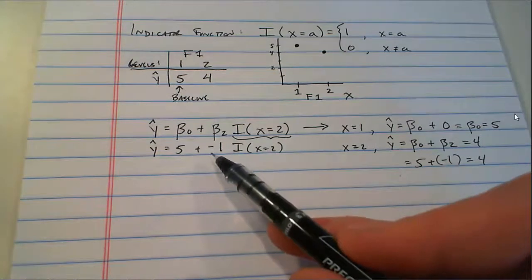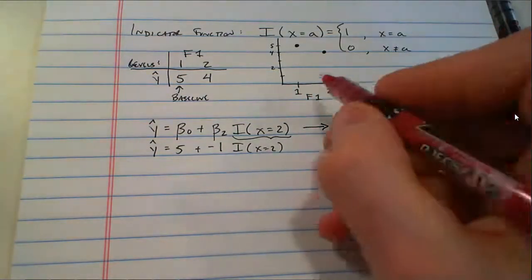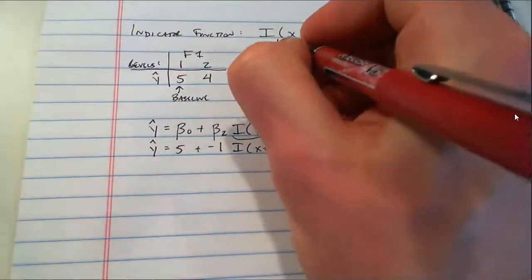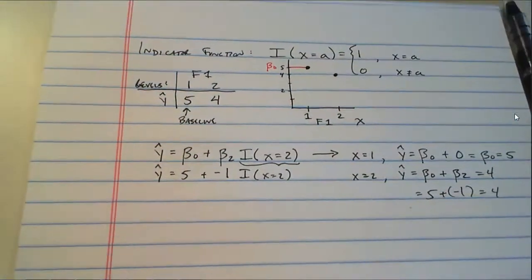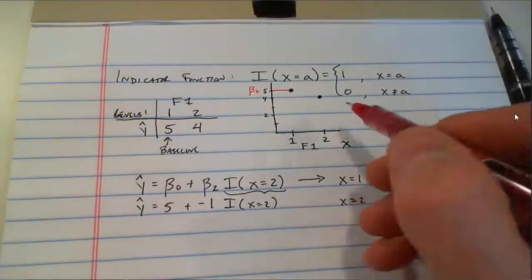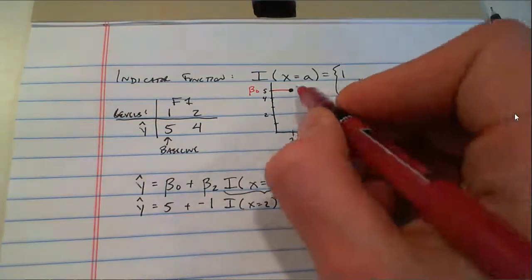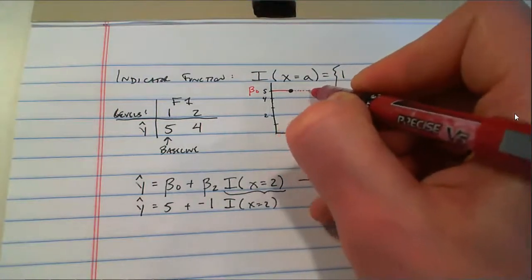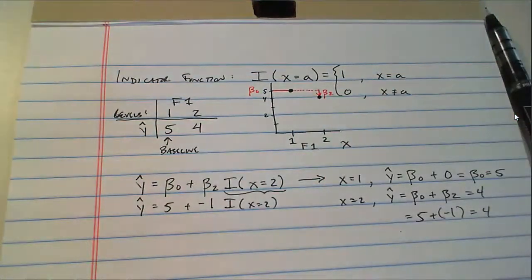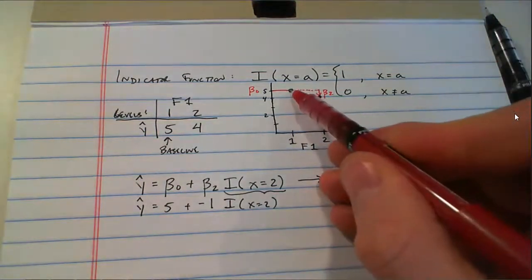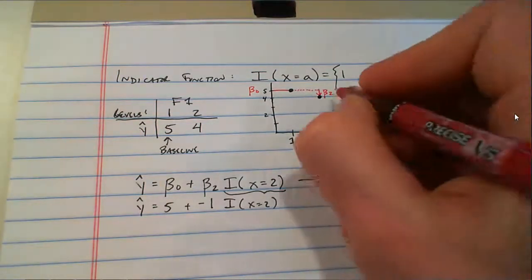So we have beta naught equals 5, beta 2 equals negative 1. Let's look at what that looks like on the plot. So we have beta naught, which is 5, and then beta 2 equaled minus 1. So beta 2 is that value. It's the offset from the baseline group to the second group. So that equals minus 1.